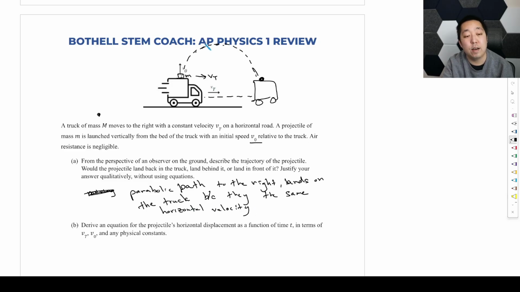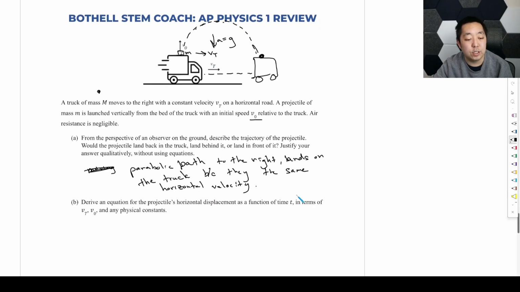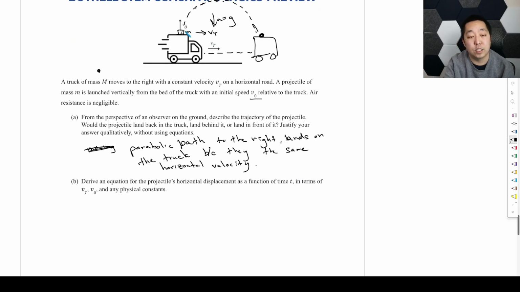Because neither of them are going to have any acceleration in the x direction, right? Because he's moving at a constant speed here, and again, ignoring air resistance, there is no acceleration in the x direction. Remember, in two-dimensional motion, when we're in the air, the acceleration is only downward at g, or 9.8. Same horizontal velocity. Okay, derive an equation for the projectile's horizontal displacement as a function of time in terms of Vt, V0, and physical constants.